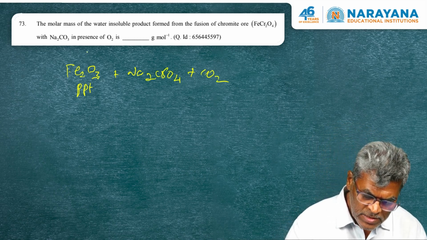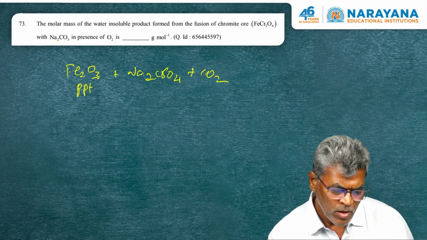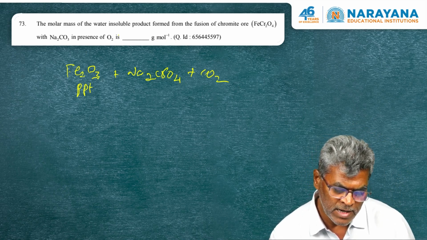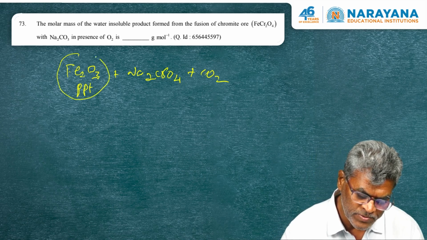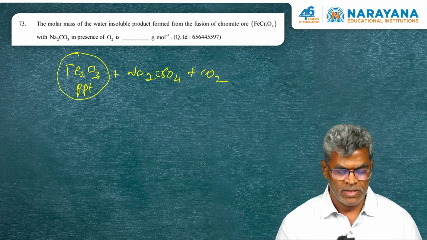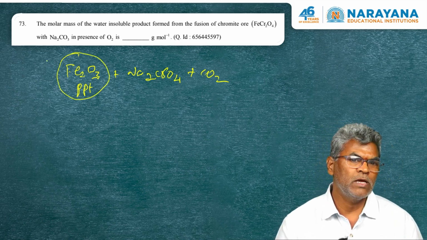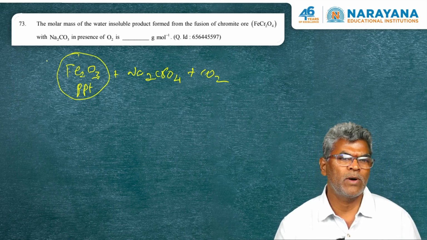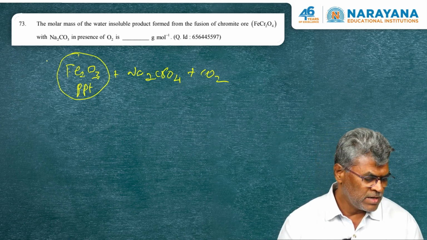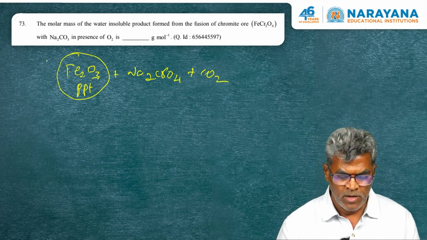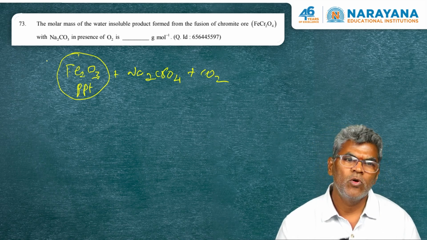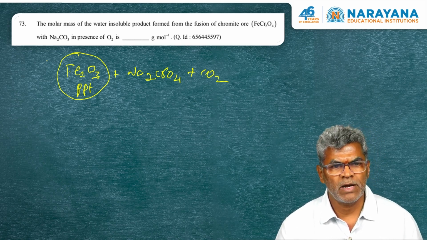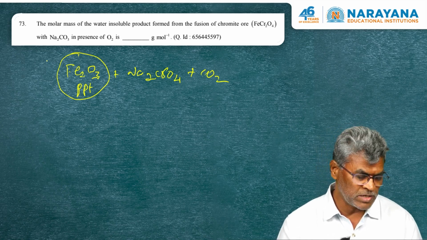So, since they are asking about the grams of insoluble precipitate in this compound, that is why Fe2O3 weight is Fe2O3. They are asking about the molar mass of the compound. Molar mass means here it will be 160 grams, because iron is 56 into 2 and oxygen is 16 into 3, 48 grams. Overall, you are going to get 160 grams.